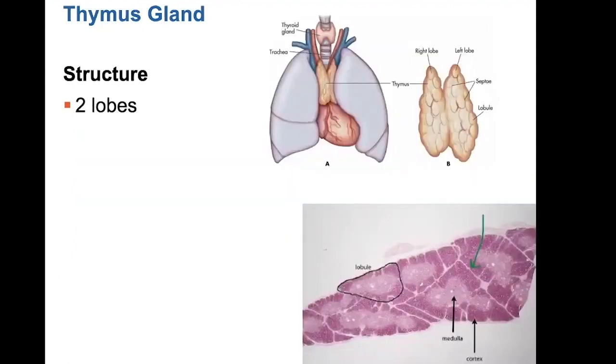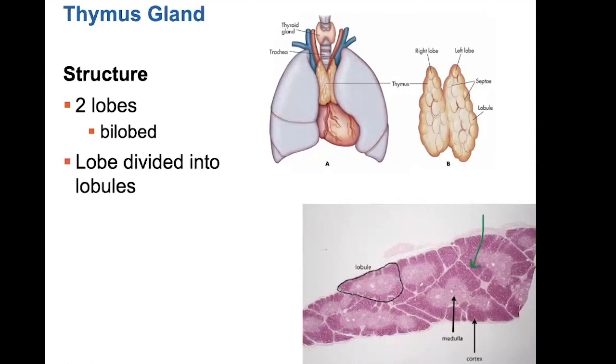Let's look at the structure. It consists of 2 lobes. If you look over on the right side, this is one lobe, this is another lobe. So it is bilobed. The prefix bi means 2. Each of the lobes is divided into smaller structures called lobules. So this is a lobule right here, and this is another one.